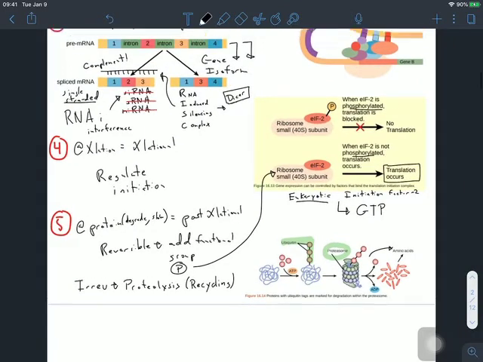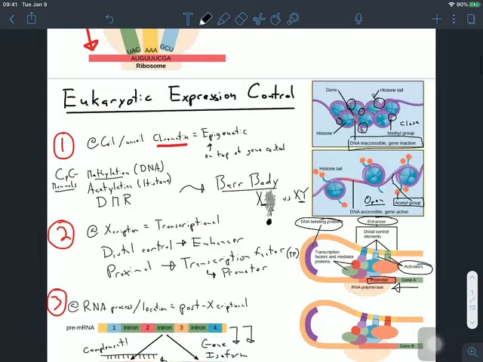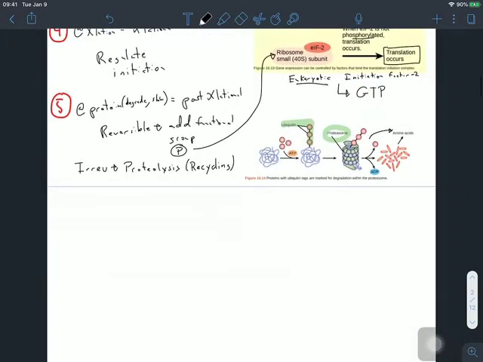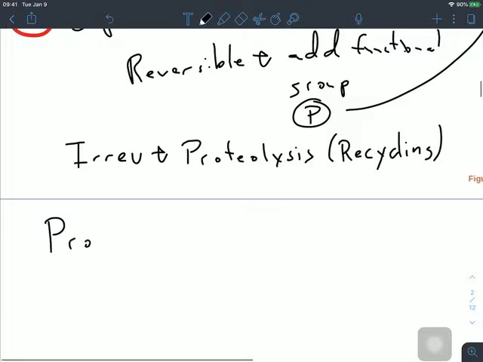Those 5 major categories additionally have subcategories that we won't dive into, and instead we'll end our discussion of eukaryotic expression control here and now switch to prokaryotic expression control.